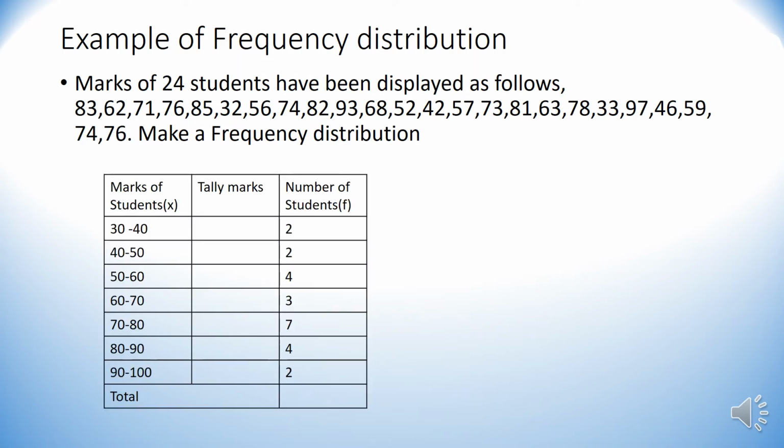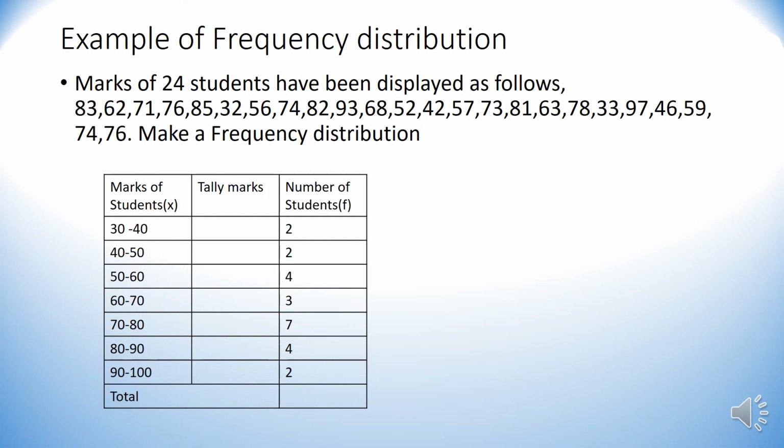That means the marks of students are going to be defined using 30 to 40, 40 to 50, 50 to 60, 60 to 70, 70 to 80, 80 to 90, 90 to 100. Now why have I chosen only this 30 to 40 interval? Because the lowest observation among these 24 marks is 32. That means there is no observation in 0 to 10, 10 to 20, 20 to 30. The first observation lies in the first interval.